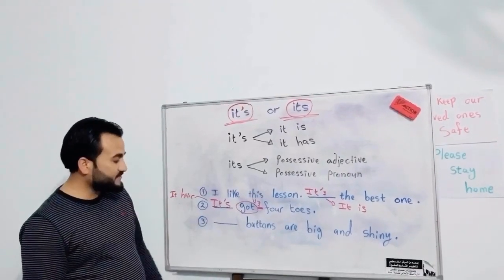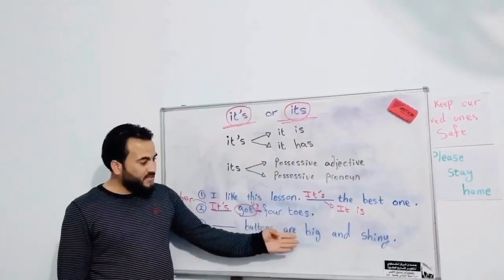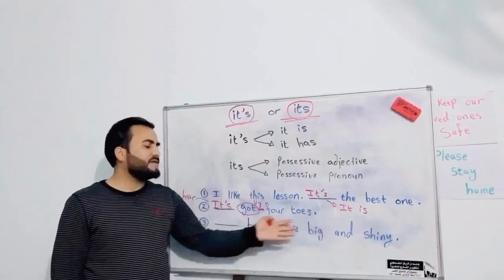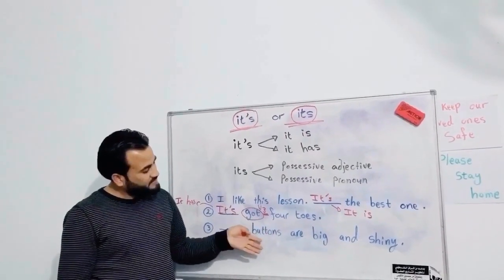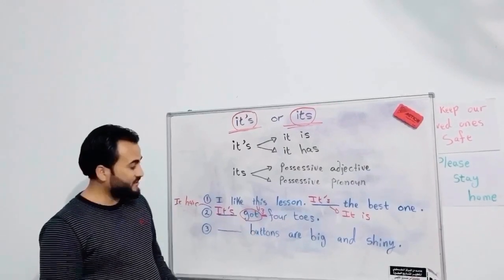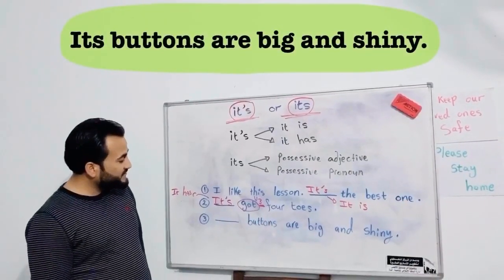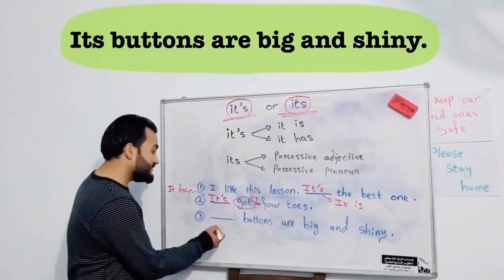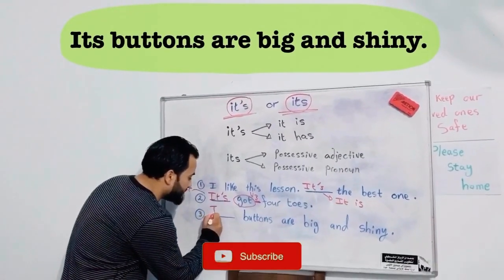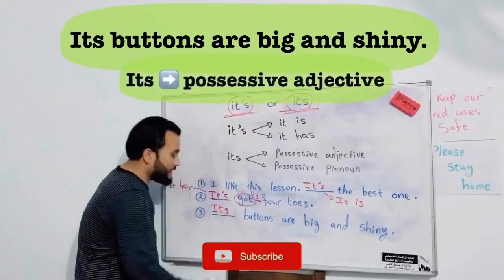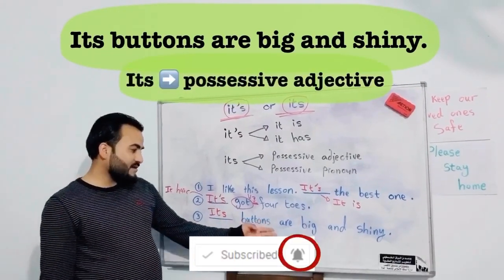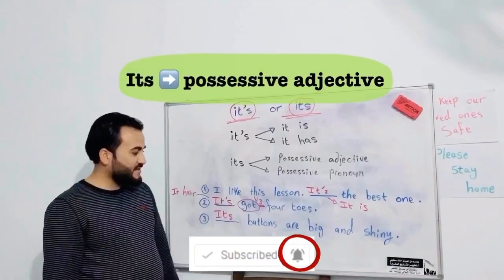Number 3: its buttons are big and shiny. Maybe here we are talking about a jacket or a coat or a shirt, maybe, okay? So what do you think? Its, with no apostrophe. Very nice. Its buttons are big and shiny.